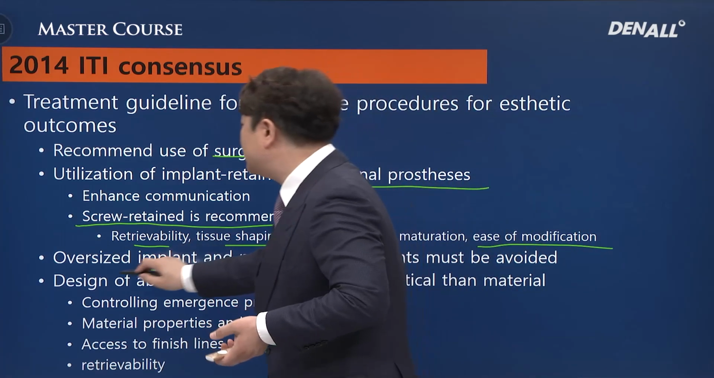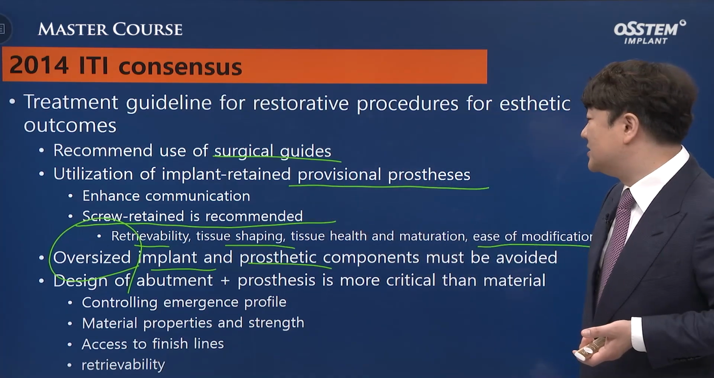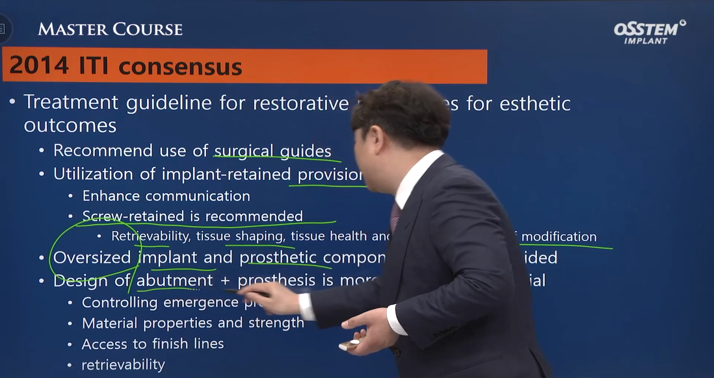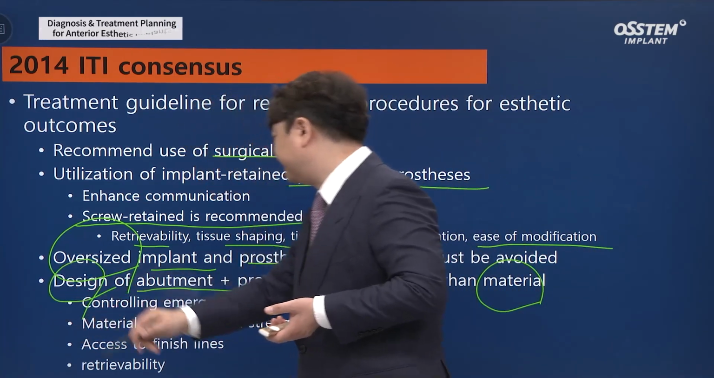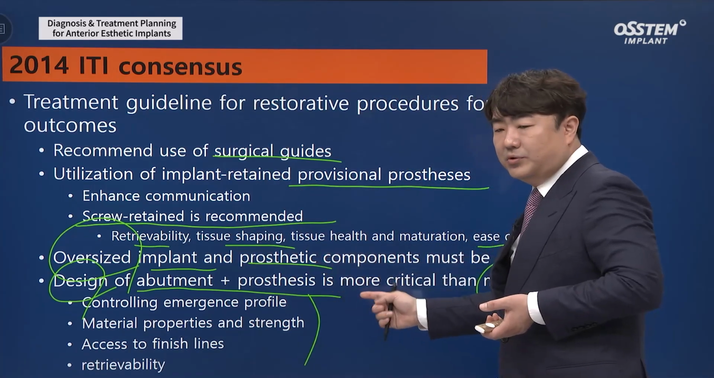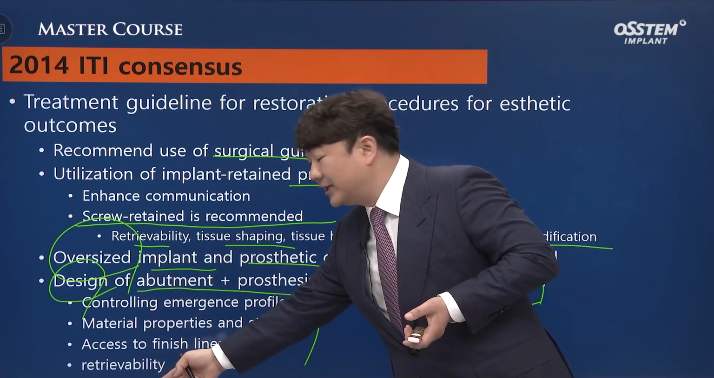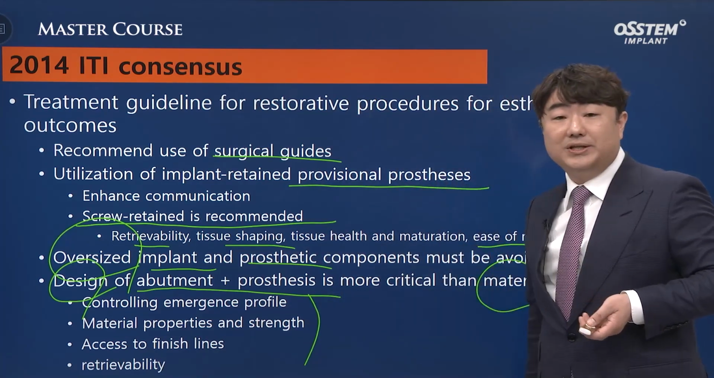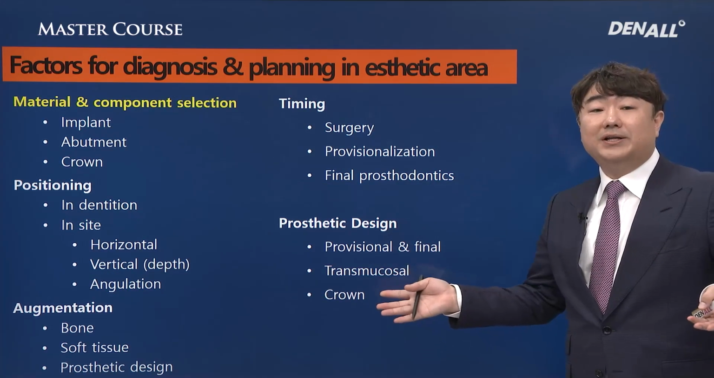Also, caution should be taken not to use an oversized design for implant and prosthetic components. It can have a negative impact on aesthetics. The design of the abutment and prosthesis is more critical than the material itself. Through design, you can control the emergence profile. You can get retrievability and adjust mechanical properties and strength. This is something that we need to remember.